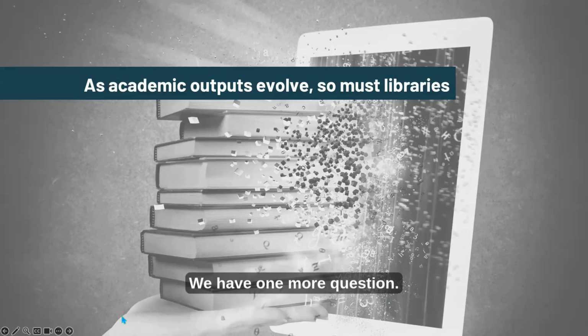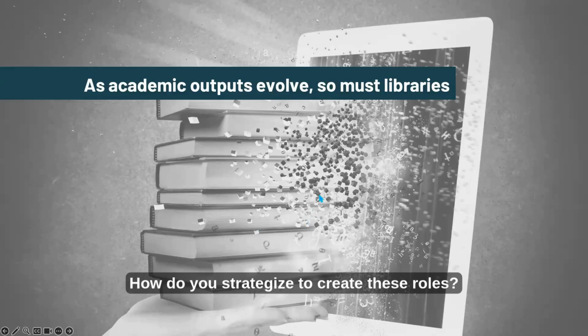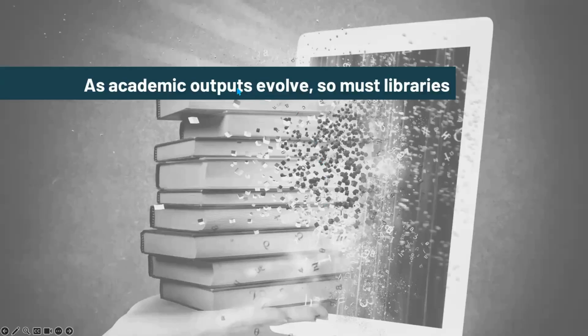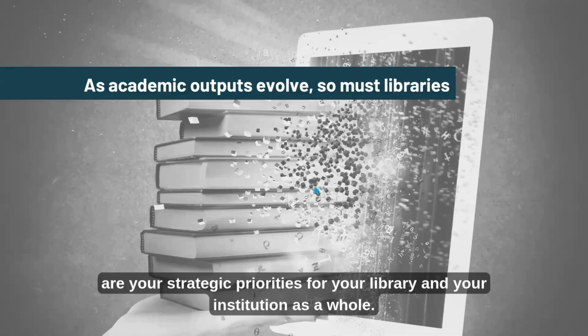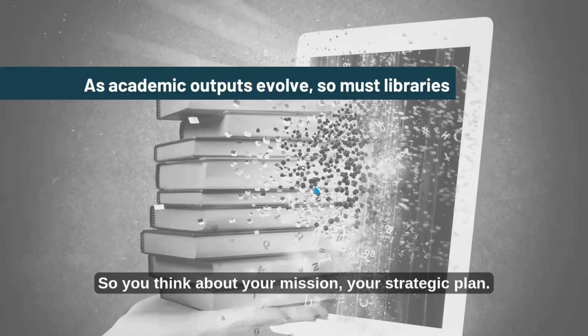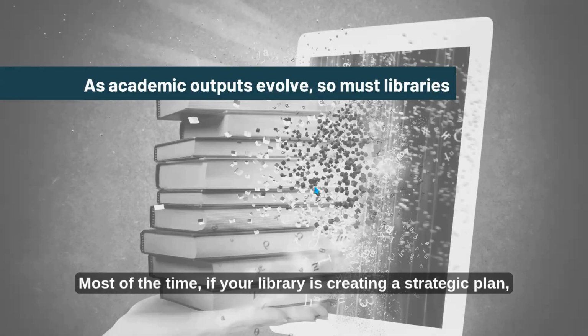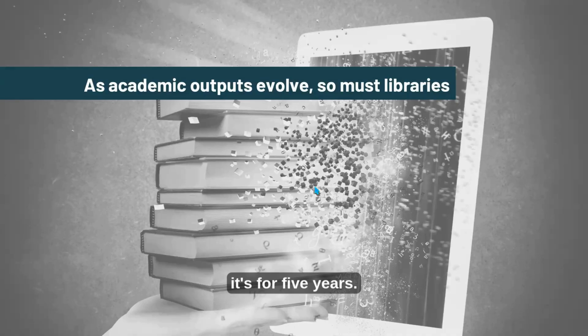We have one more question. How do you strategize to create these roles? I think a lot of it will deal with what your strategic priorities are for your library and your institution as a whole. So you think about your mission, your strategic plan. Most of the time, if your library is creating a strategic plan, it is for 5 years.